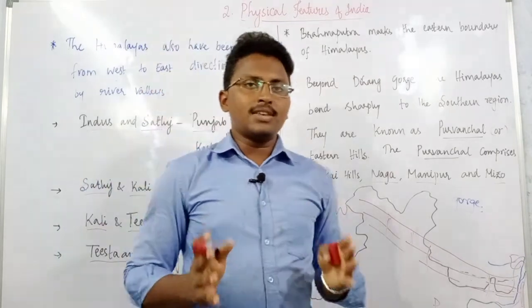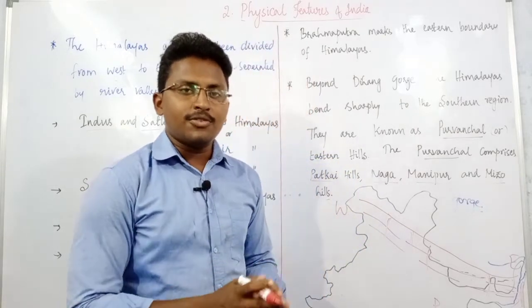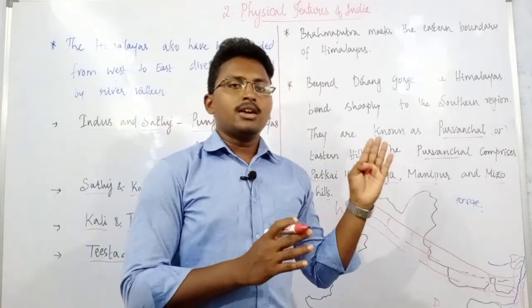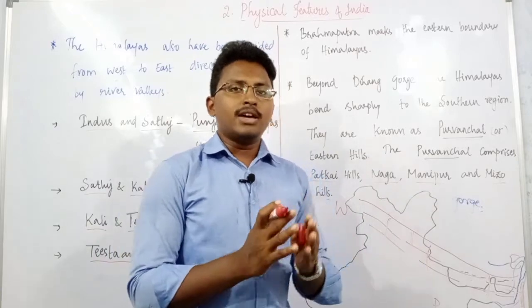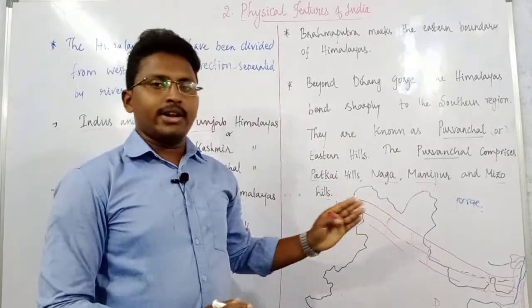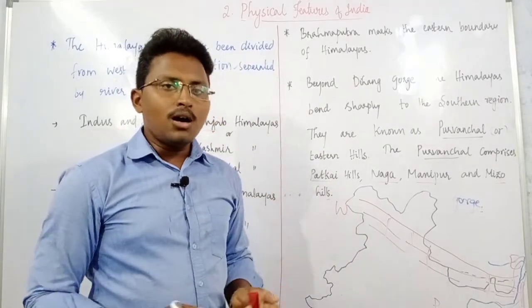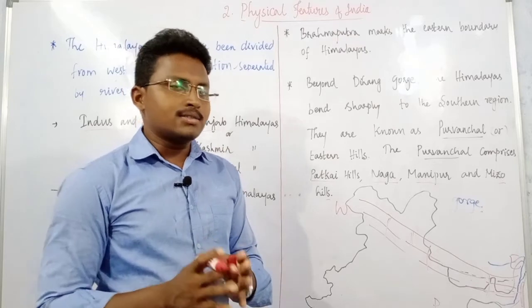So now we have seen one great physical feature of India, that is the Himalayas: where they are located, what are their features, how they are horizontally divided, how they are vertically divided, and what their names are. All these things we have discussed very clearly.